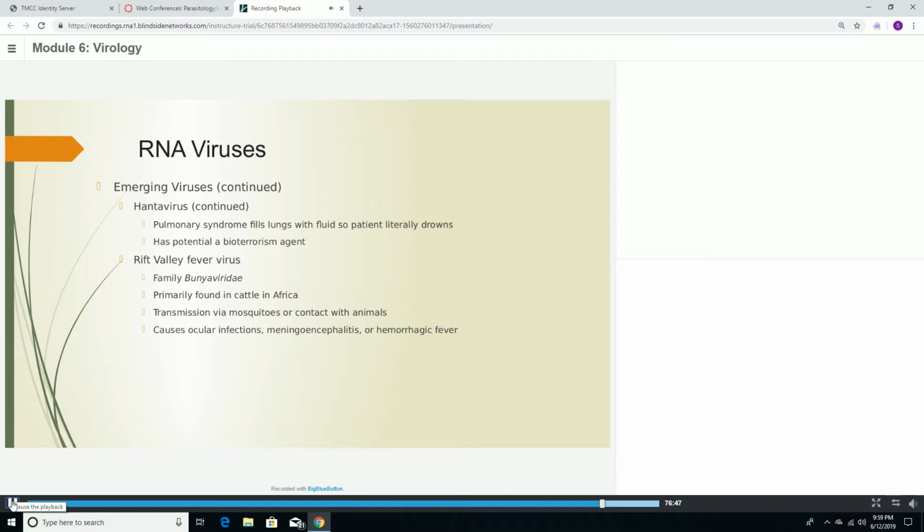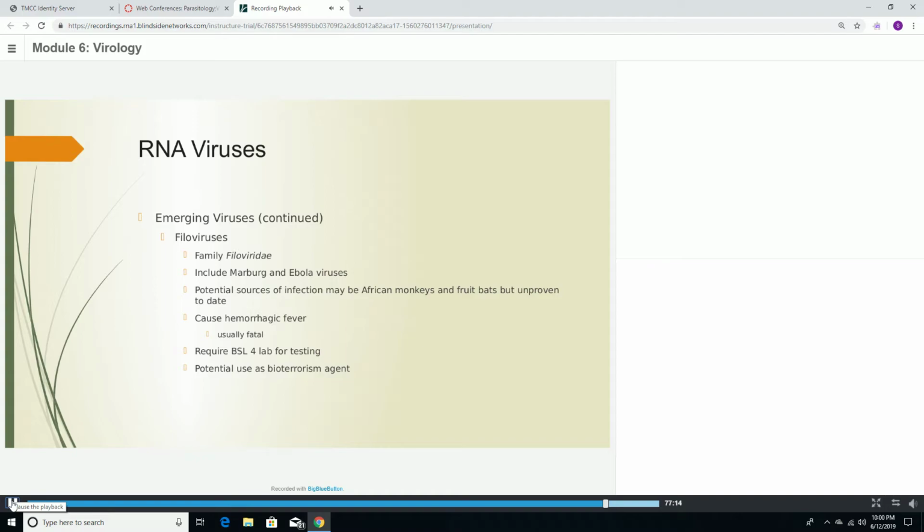Hantavirus pulmonary syndrome fills the lungs with fluid so the patient literally drowns. It's a potential bioterrorism agent. Rift Valley fever virus is under the same family. It's found in cattle in Africa. Transmission is via mosquitoes or contact with animals. And this virus can cause ocular infections, meningoencephalitis, or hemorrhagic fever.